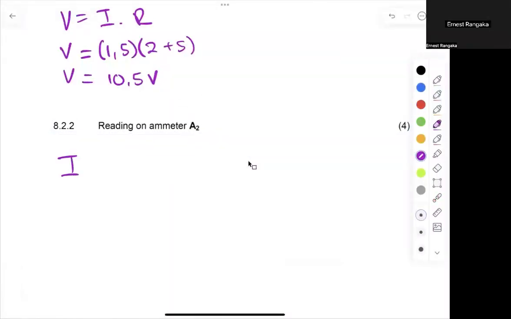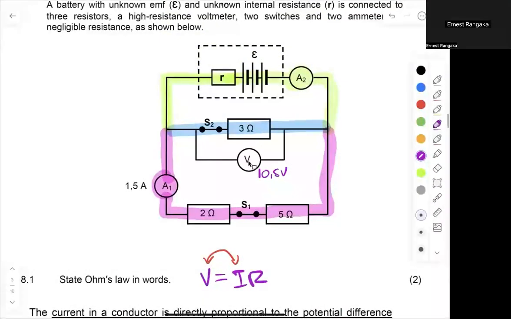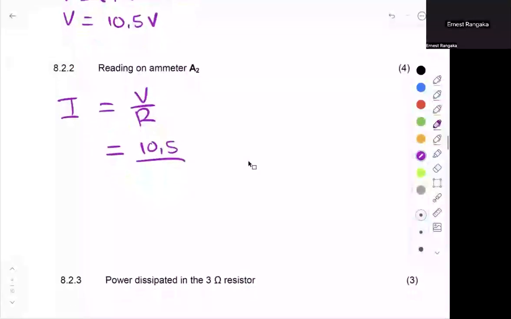So to quickly do that, I can say I is equal to my potential difference over my resistance. What is my V? We just worked it out. It's going to be 10.5. My resistance now is where we can use the 3 ohms, right? As per Olotu's previous question. We can now use the 3 ohms because I'm dealing in the blue branch now, divided by 3. And then when you put that together, 10.5 divided by 3, you should get an answer of whatever follows. You guys can quickly check that on your calculator and tell me what answer you get there.